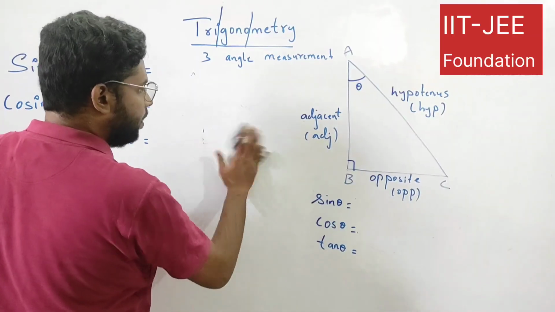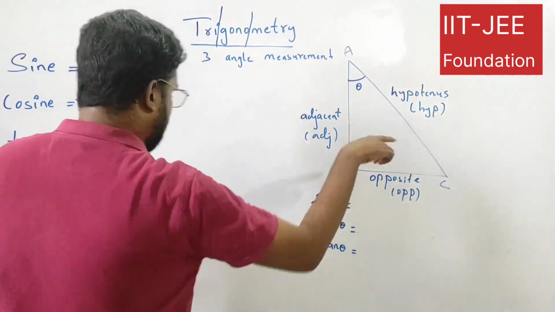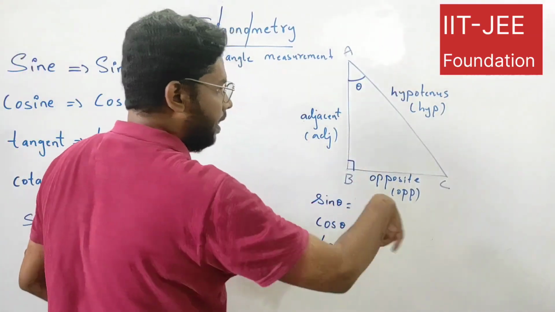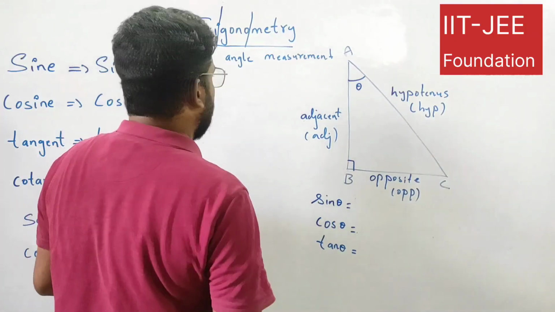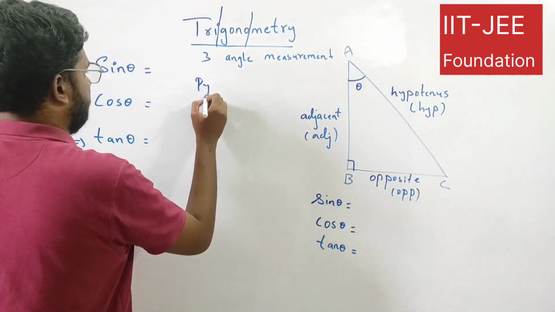Now let us discuss something more about the right angle triangle. So this is the right angle triangle. From a right angle triangle we can apply the Pythagoras theorem.